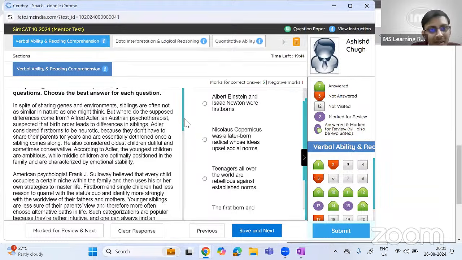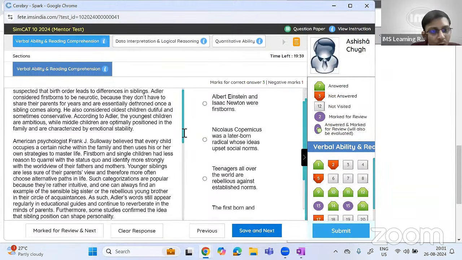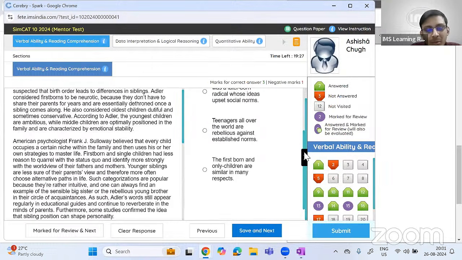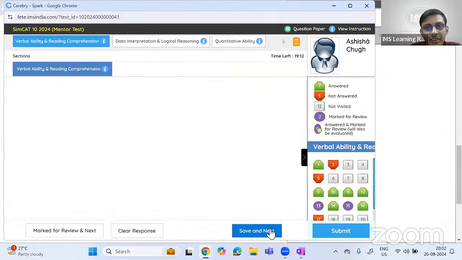Okay, now a bit later, maybe. Alternative paths in life. So that is related to being a bit radical. Teenagers all over the world are rebellious against established norms. That is just about the age. It is not really about the order of birth, firstborn and all. Okay, now firstborn only children are similar, because they would have got that undivided attention. Okay, so I think the third should be correct, because it's not really about being firstborn or anything, it's just about being a teenager.